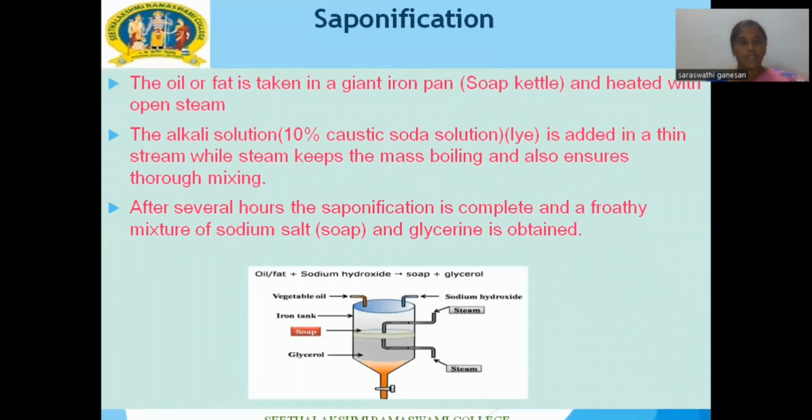First step is saponification. As already mentioned, the oil or fat is taken in a giant iron pan, which is called as soap kettle, and it is heated with open steam. Now, the alkali solution, that is 10% caustic solution, which is otherwise called as lye, is added in a thin stream, and the steam keeps the mass boiling and also ensures the thorough mixing. After several hours, the saponification is complete and a frothy mixture of sodium salt, that is soap, and glycerin is obtained.